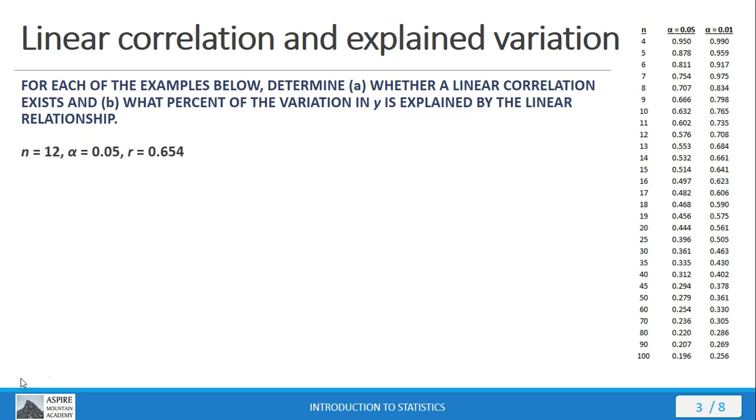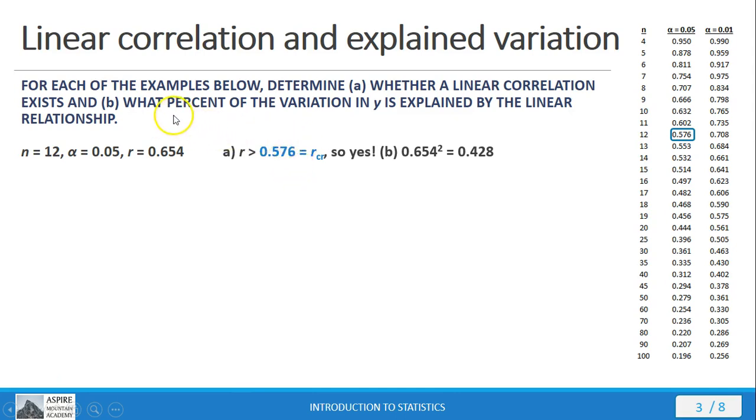Our first example has a sample size of 12, testing at the 5% significance level, and our r value is 0.654. In this example, yes, we're going to clear the bar. Here in our table we take the sample size of 12, so there's our row, and the column we want is the significance level of 5%. Where those two match up, 0.576 gives us our critical value. The value we get for r is greater than that, so we've cleared the bar. Yes, there is a linear relationship.